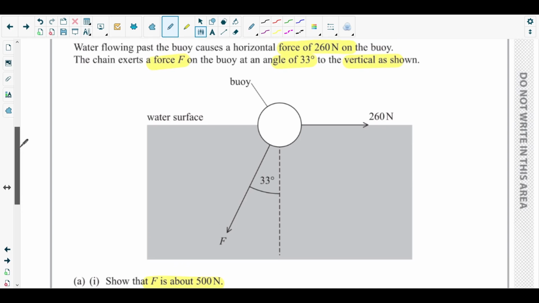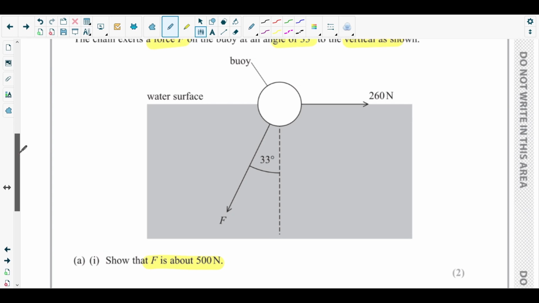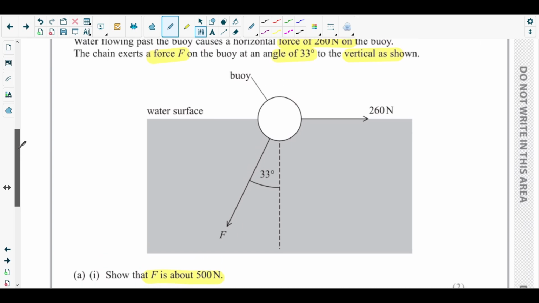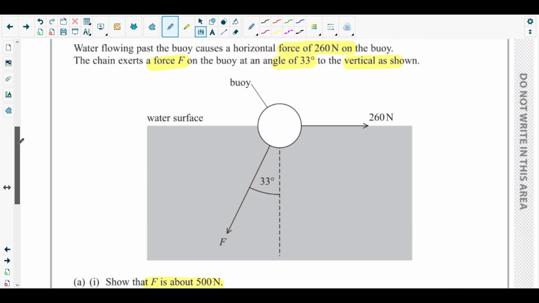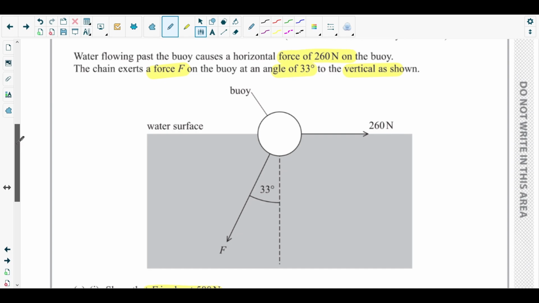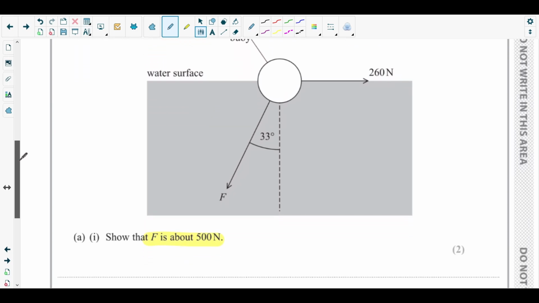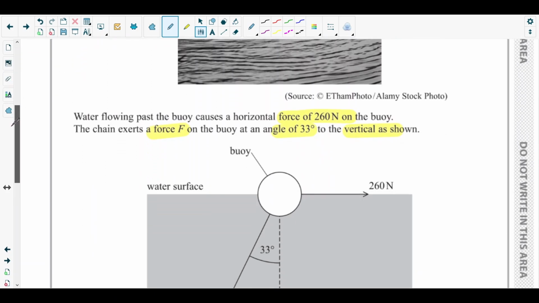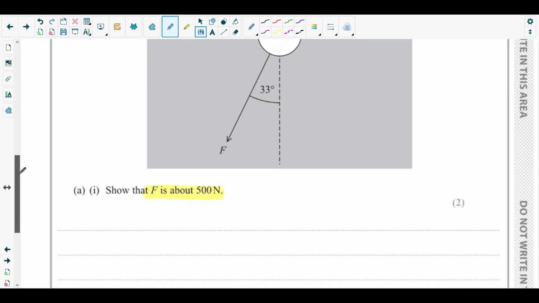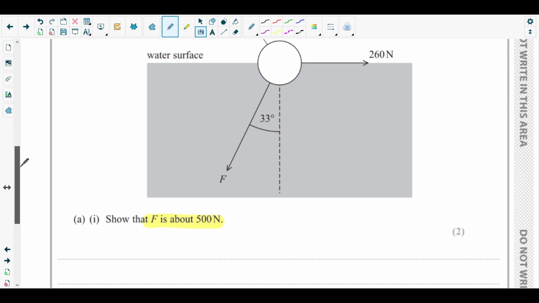We need to show that F is basically 500 Newton. This is pretty simple. If you consider the forces acting on the buoy, you can easily find the force F. Before we consider the weight, we don't know the mass, so we have to consider it horizontally. That's better, because the weight is unknown. So consider the forces horizontally.